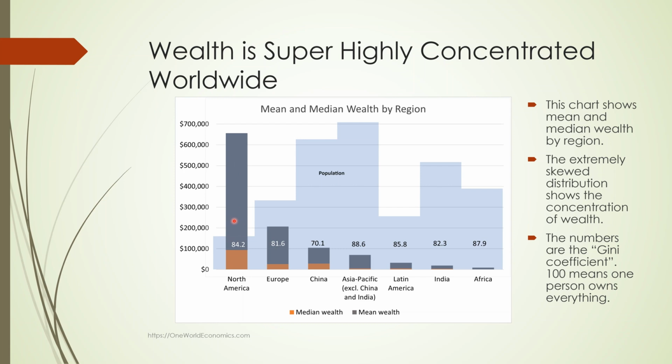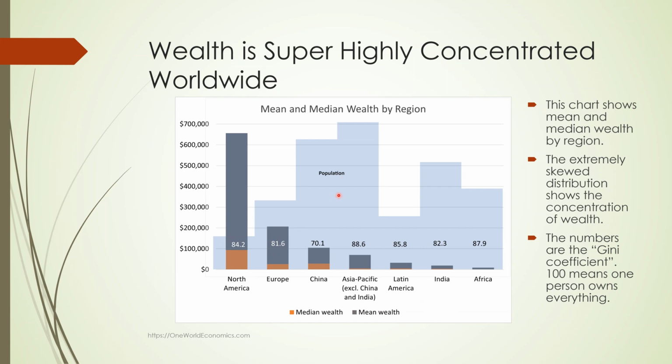Another indication of that skewed nature of wealth is something called the Gini coefficient. That's these numbers along here. The Gini coefficient ranges from 0, where wealth is completely equally distributed, to 100, where one person literally owns all the wealth in the country. So you can see 84 is much closer to the 100 side of things than it is to the 0 side of things.